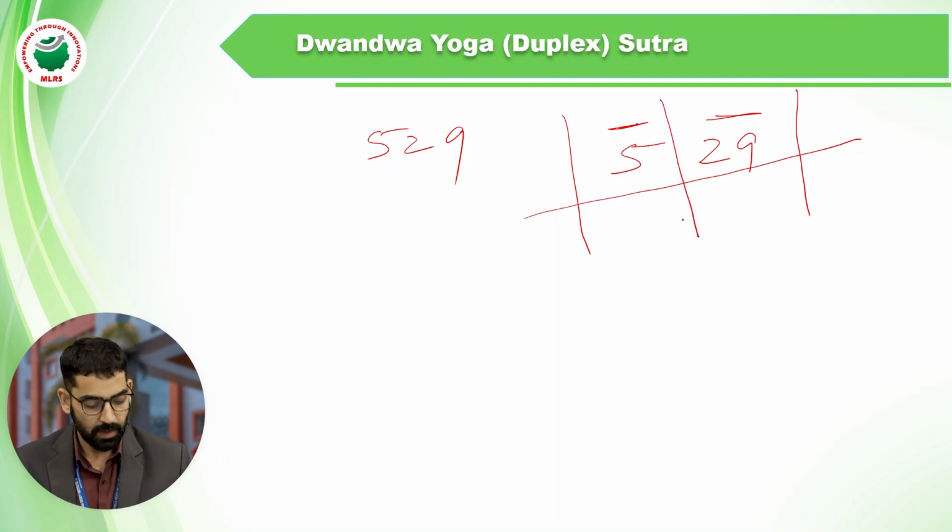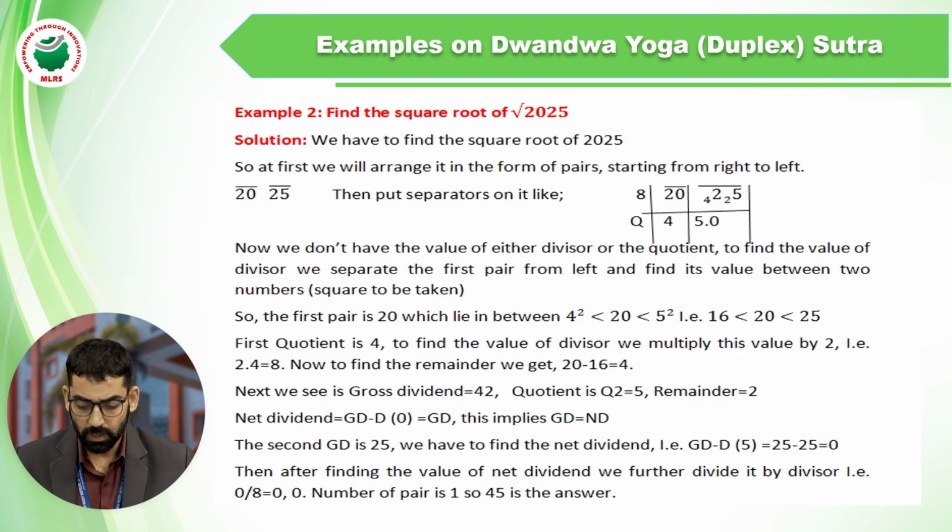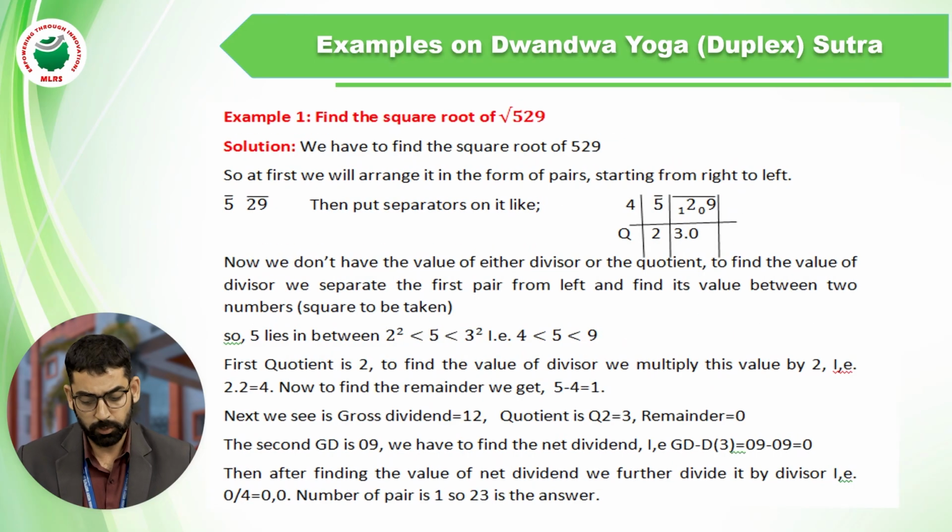So 5. Now what we do next, the first thing you need to remember is, if it is a three digit number, you have to arrange it in the form of pairs. And here the first pair is 29 starting from right to left, and the second pair is a single digit number, that is 5. Then we put separators on it, like here I have put the separators. This is 29, then 5.